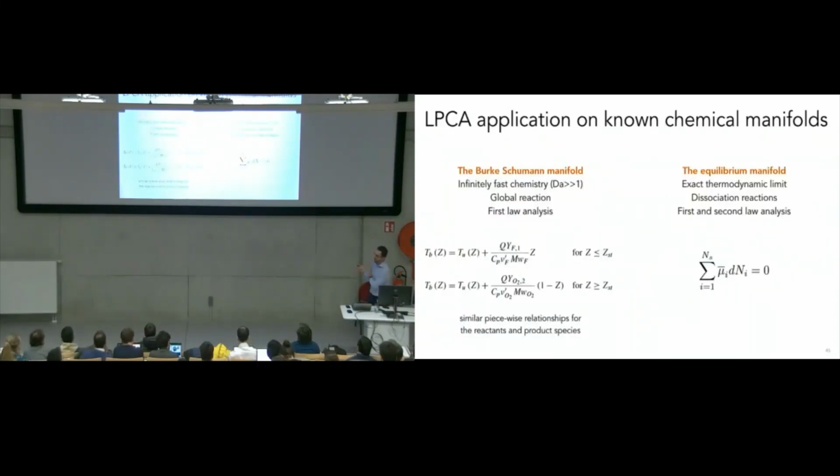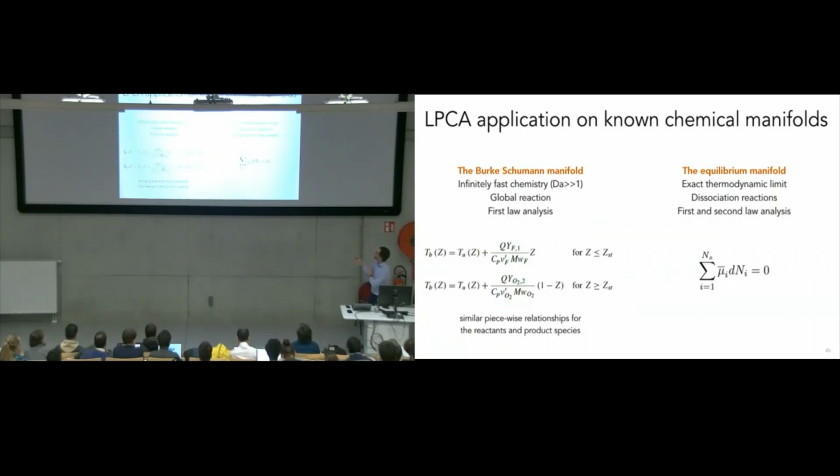We took two manifolds which are famous in combustion. One is the Burke-Schumann, and one is the equilibrium manifold. Why are they interesting? Because in these manifolds, we know exactly what the state space is a function of. We know that these are both state spaces which are only a function of the mixture fraction. For the Burke-Schumann, this is a case of a very high Damköhler number, one global reaction, first law analysis, so no equilibrium involved. And so you have a piecewise linear relationship for the temperature and also for the species.